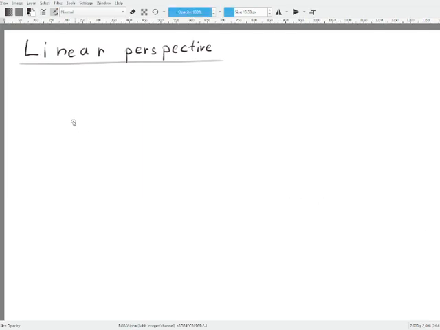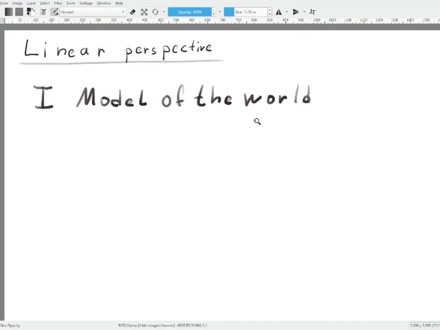Linear perspective is a model of human vision. It consists of three parts. Part 1: Model of the world. The model of the world represents what we see, what is around us.